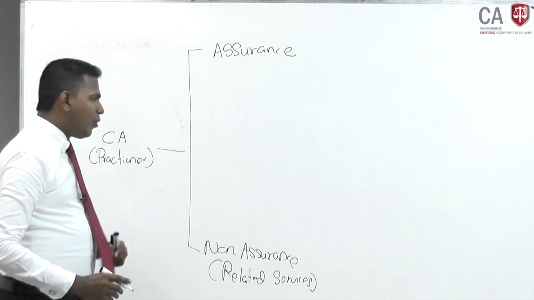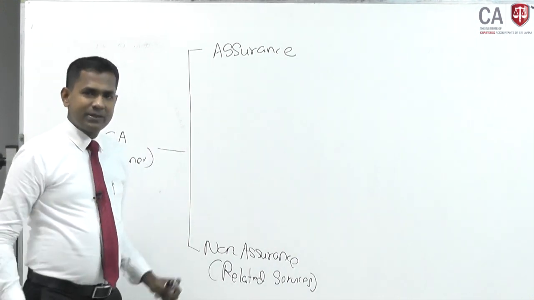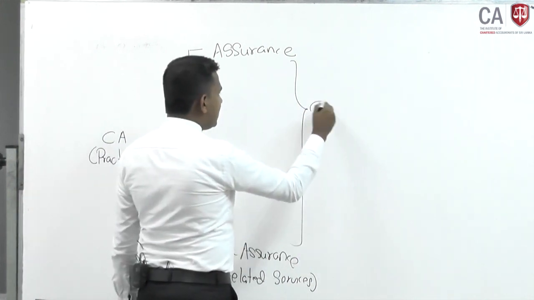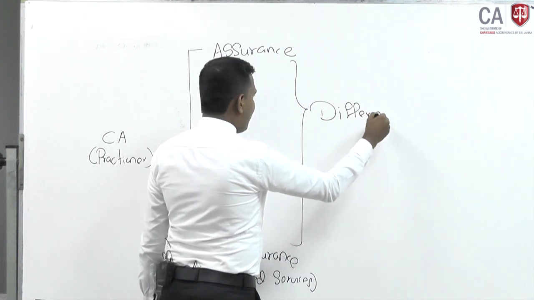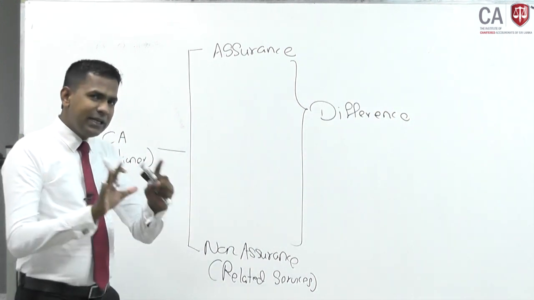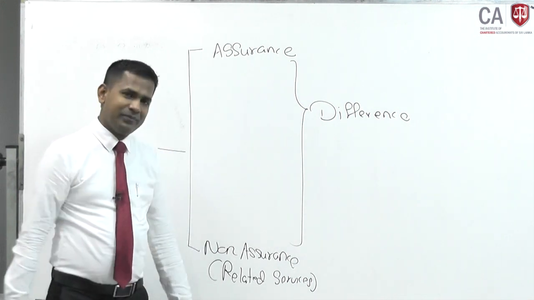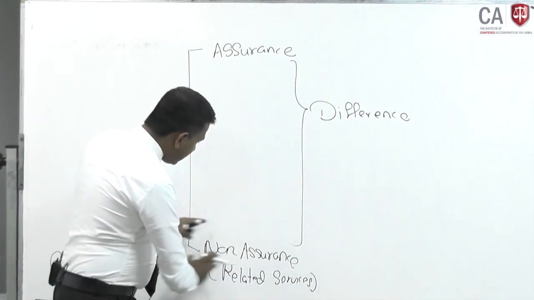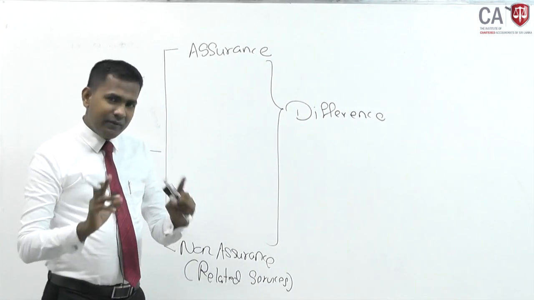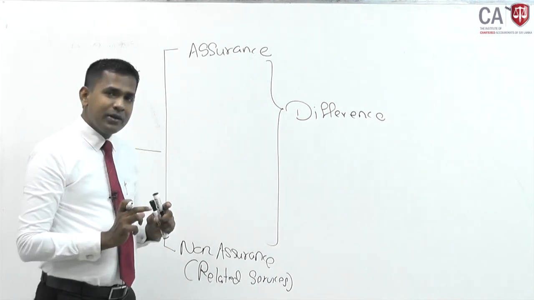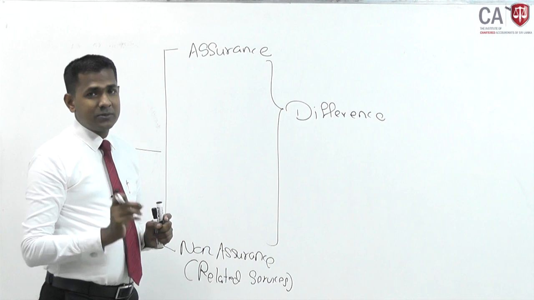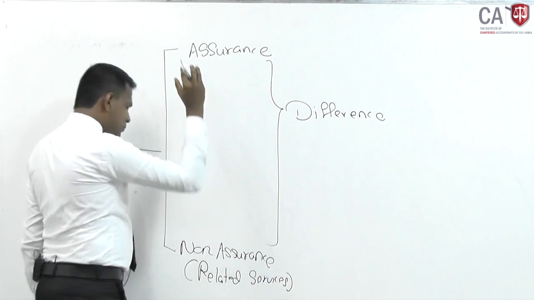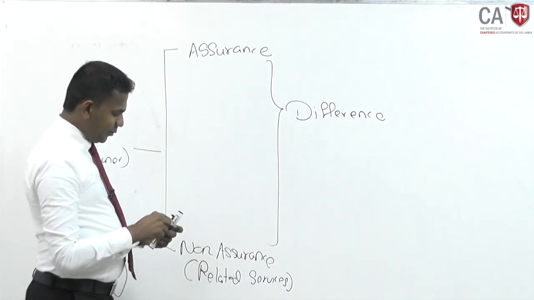Before further elaborating this into different services, as a CL1 student you need to be aware of the key difference between assurance and non-assurance. The assurance services we will further elaborate into a bigger picture, and the non-assurance services too, and I will give you a very short note on how to remember all those different types of services with the key highlights. But before that, we need to clarify what is assurance and what is non-assurance. So let me explain that.